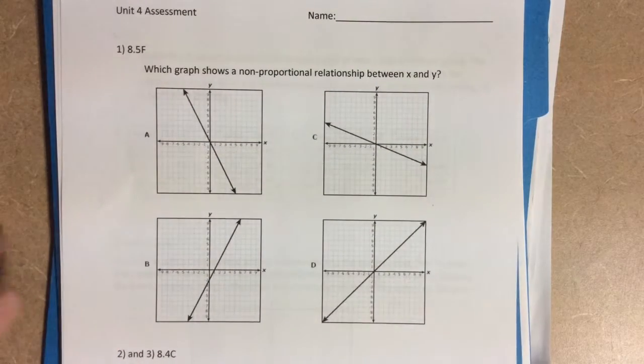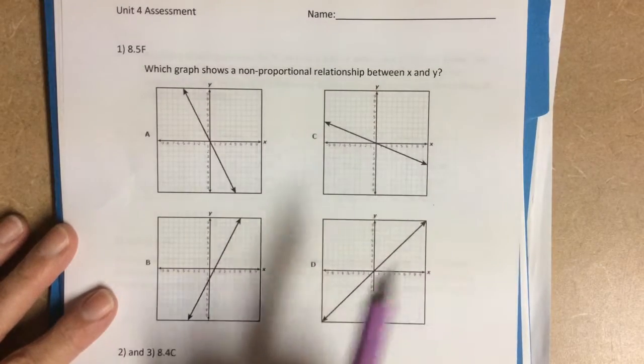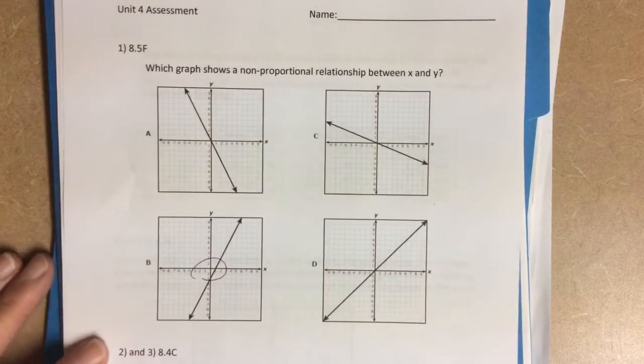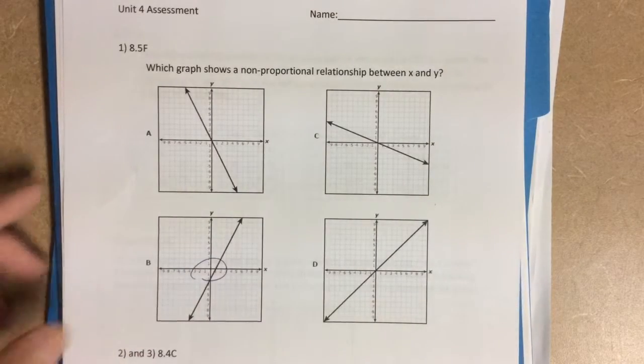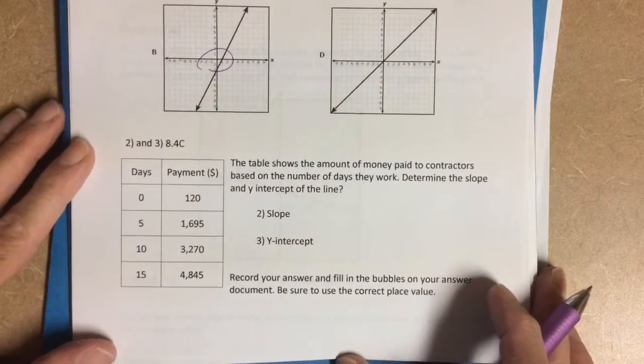Question number 1, nobody missed. It asked which one is non-proportional and everybody got it right. It was D, or B as in boy, because it didn't cross the origin. Good job. Question number 2, only one person missed.